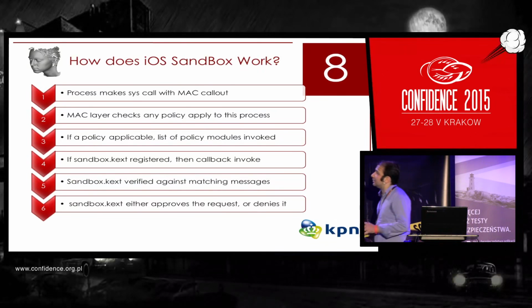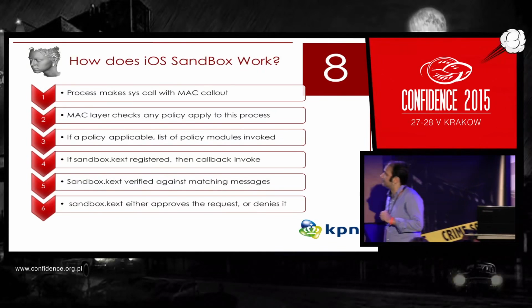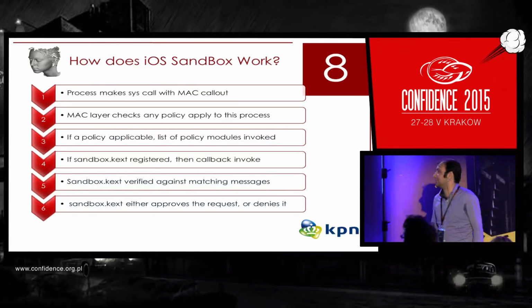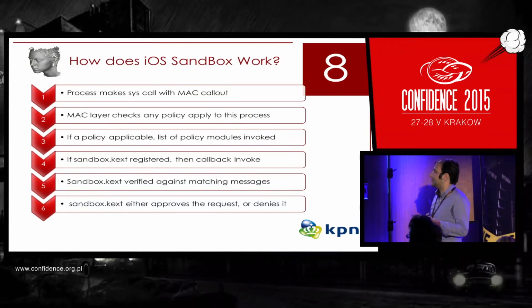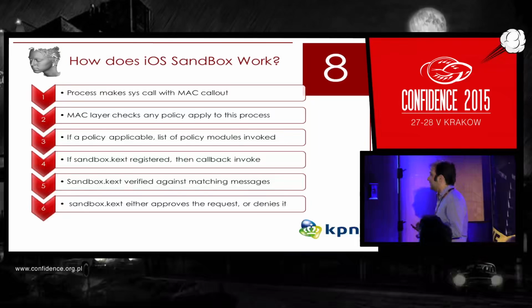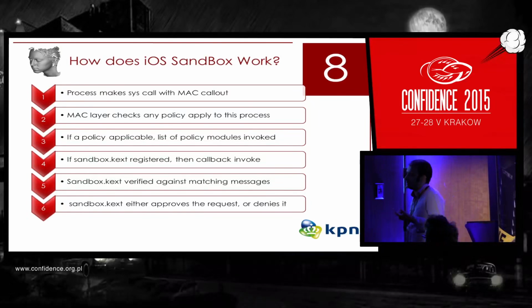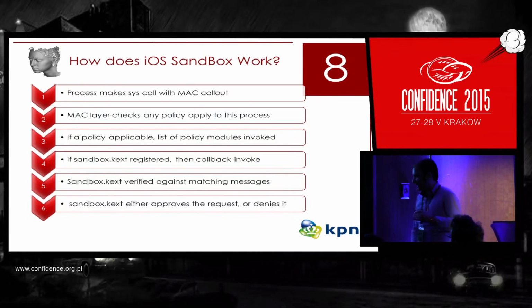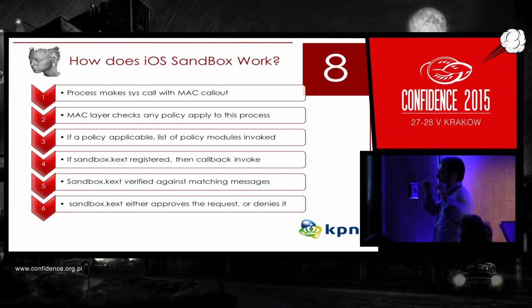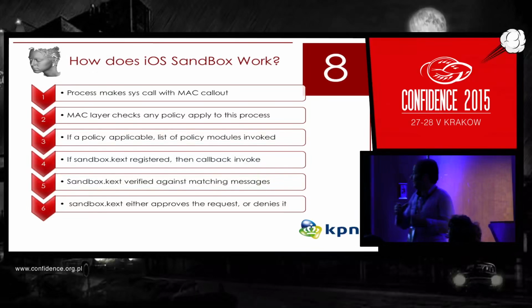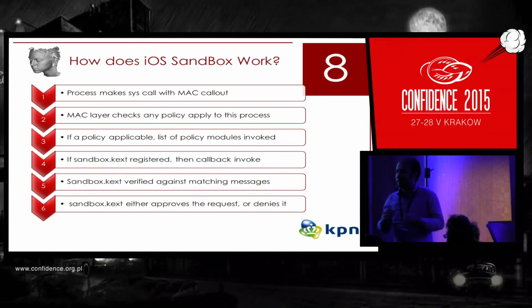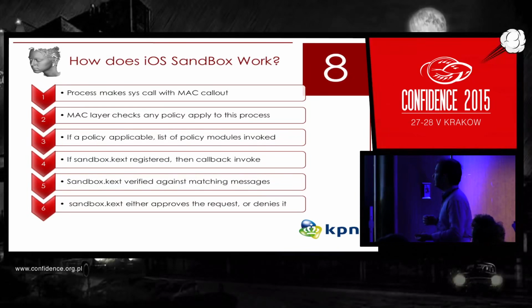If you want to look at it from a very abstract perspective, it looks like this. You create a process to make a syscall to the MAC callout. The MAC layer checks whether a policy is applied or not. And the Seatbelt sandbox kernel extension is just making a regular expression to check whether your policy is matching a profile, which is already defined in the iOS framework.